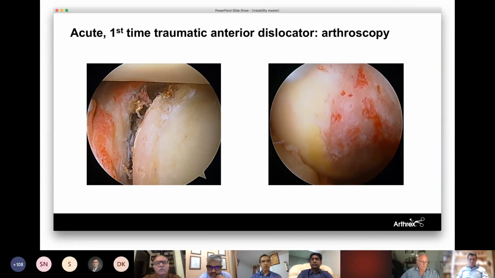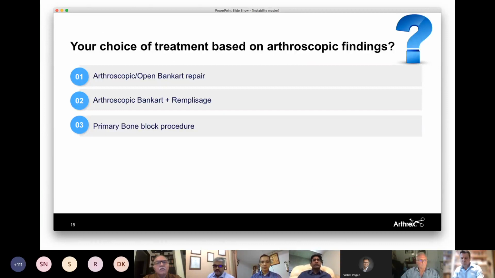Okay, so let's come up to our next poll. From what we've seen here, a Hill-Sachs, which we're not quite sure how we graded, and a nice, healthy-looking labrum. Would anybody change their initial treatment based on the arthroscopic findings? Would you still proceed to do an arthroscopy? Looking at that, would you include a remplissage? Or would more people be doing a primary bone block procedure? What would be your indication to do a remplissage without any bone loss?